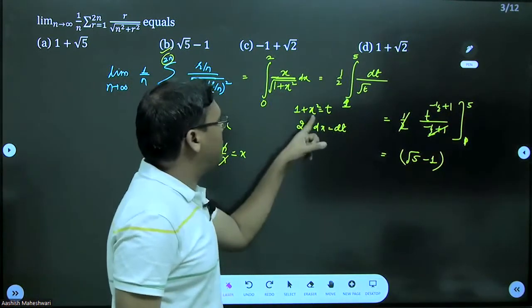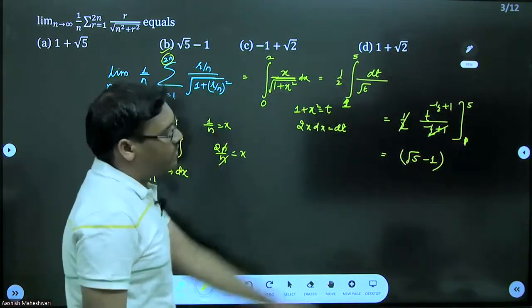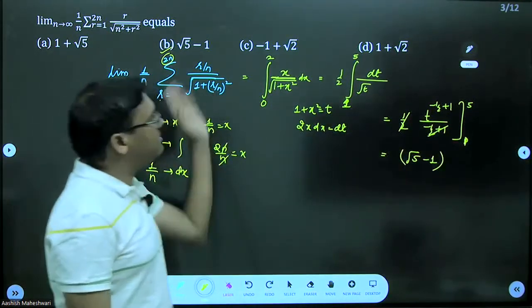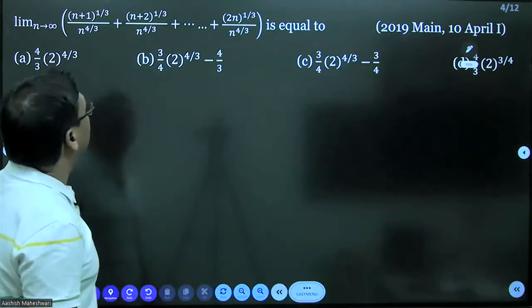If you put x is equal to 0, t will be equal to 1, not 0. Okay, so this is 1 to 5, right? So this is the answer, root 5 minus 1. Very easy. But this is again a very common question. You can see. Let's take the next question.